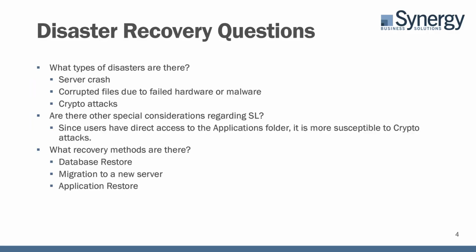Okay, disaster recovery questions. So what kinds of disasters are there? Well, there are server crashes, which pretty much means your server is no longer operable. Maybe the hard drive has failed and is unrecoverable. You've experienced a power surge, a flood, fire, a ceiling crashed down on your server, something like that. Those are all server crashes. Regarding SL, you may have a single server or multi-server solution. Single server means that your application, Dynamics SL, SQL Server, and your web server are all one and the same. They're all living on the same server.